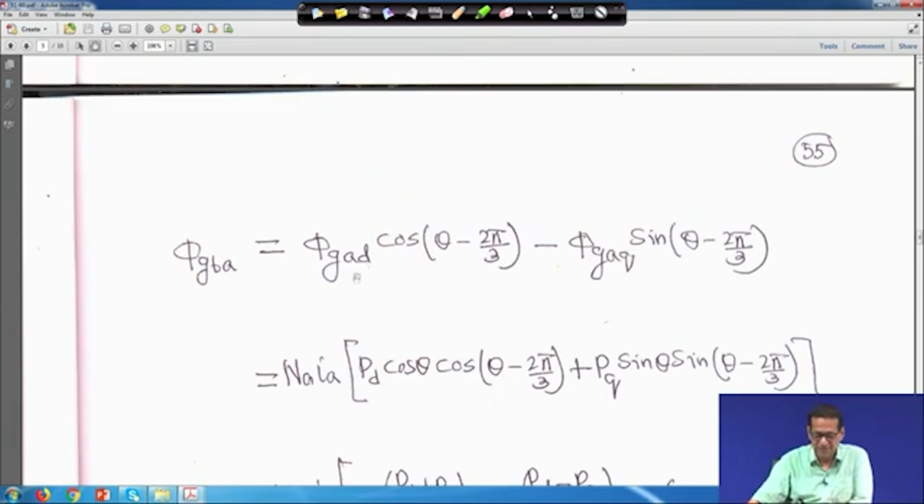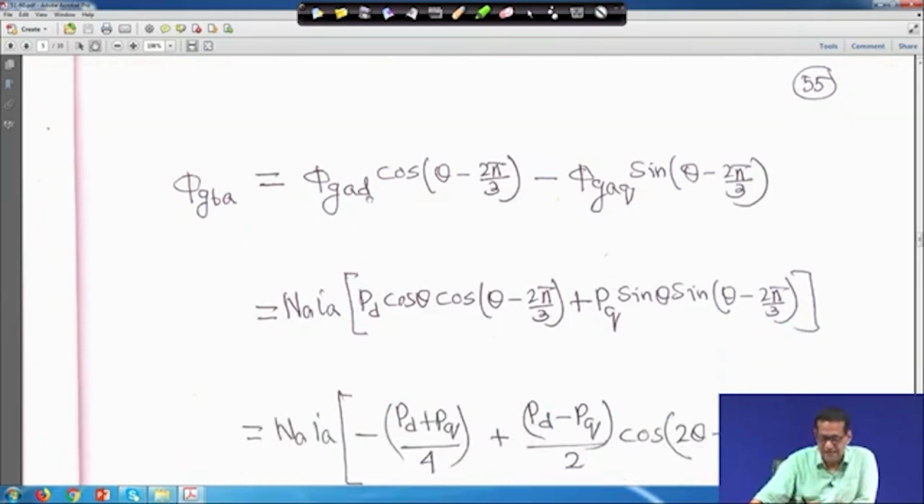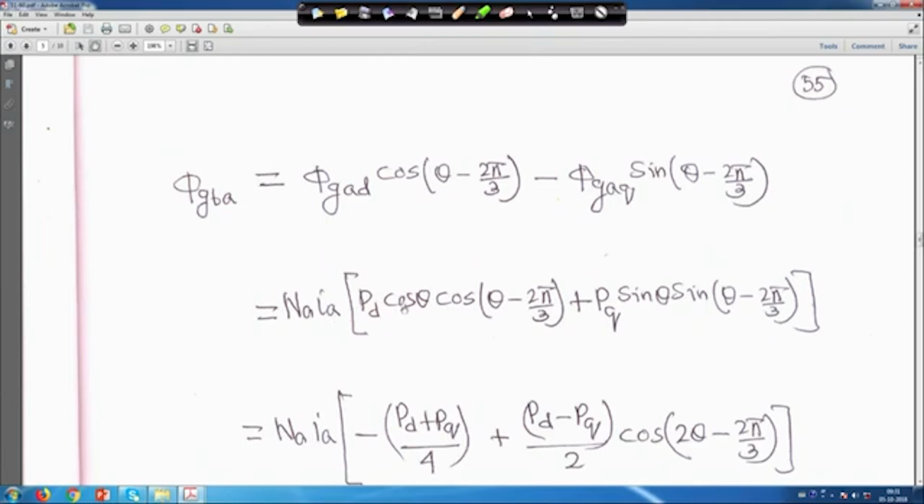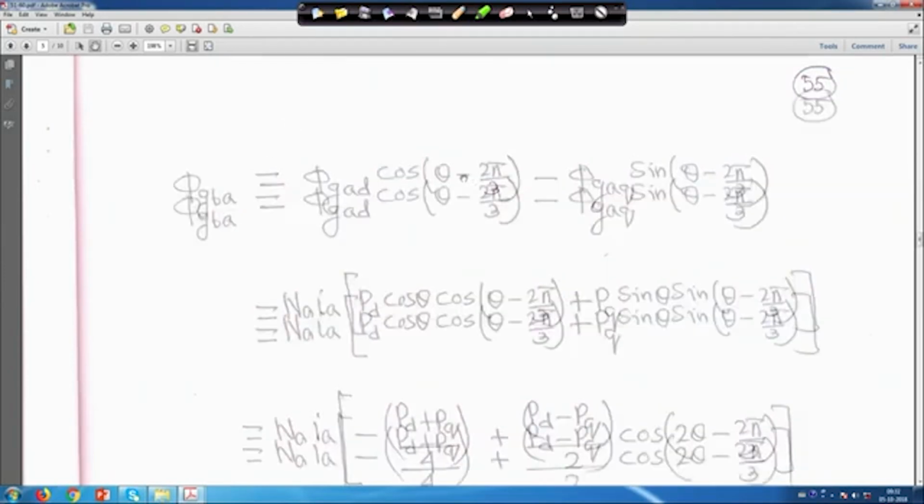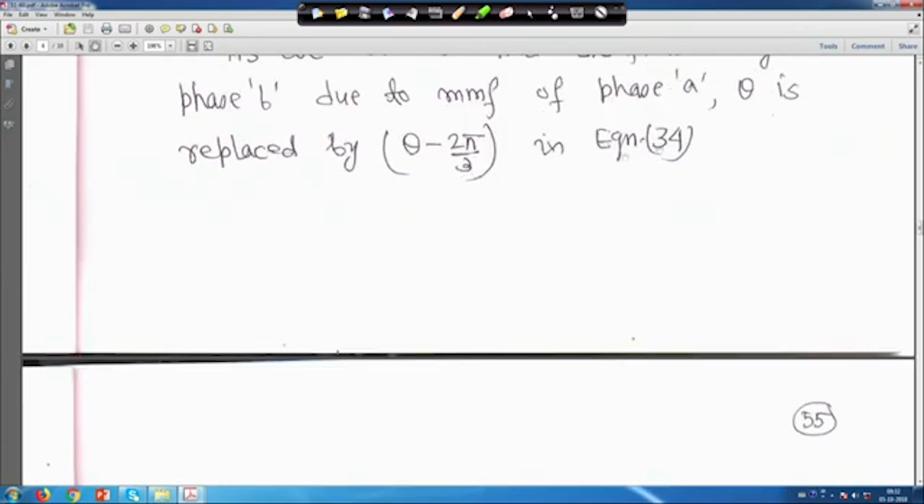Now, if we substitute the expression of phi G A D, that was N A I A P D cos theta, and here also phi G Q, if we substitute minus N A I A sin theta into P Q, then N A I A you will take common. It will be P D cos theta into cos theta minus 2 pi by 3 plus P Q sin theta into sin theta minus 2 pi by 3. It is the same expression as earlier for phi G A A, we are just replacing theta by theta minus 2 pi by 3, that was in equation 34.